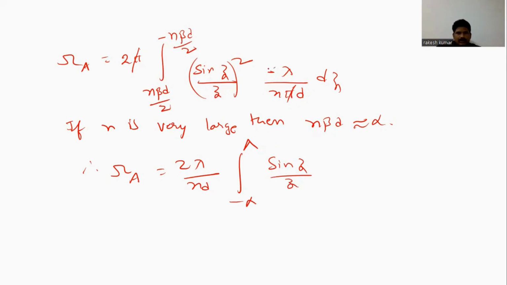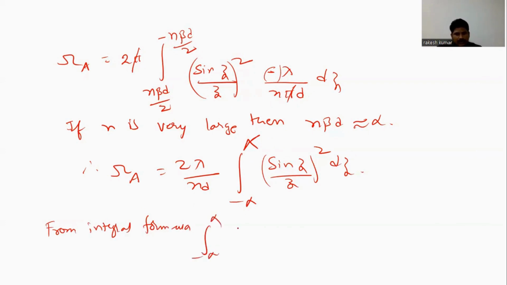sine z by z, whole square into dz. The minus sign is there, so I can change the limits from minus infinity to infinity. From integral formulas, the integration from minus infinity to infinity of sine z by z whole square into dz is equal to pi. If I substitute this, sigma a is equal to 2 lambda by nd into pi.